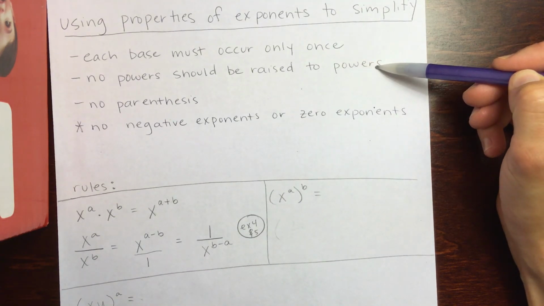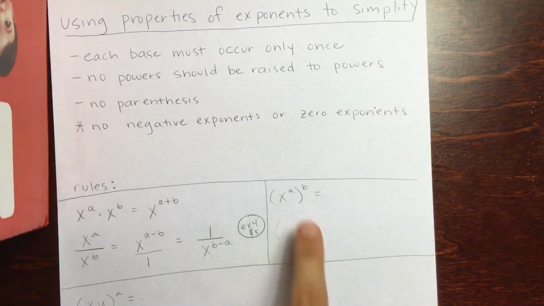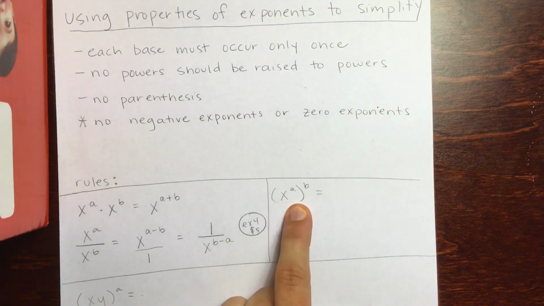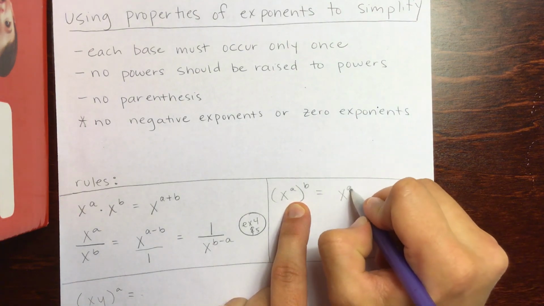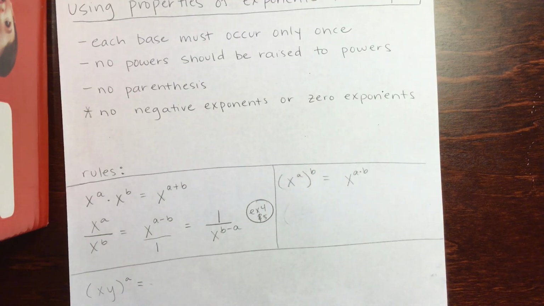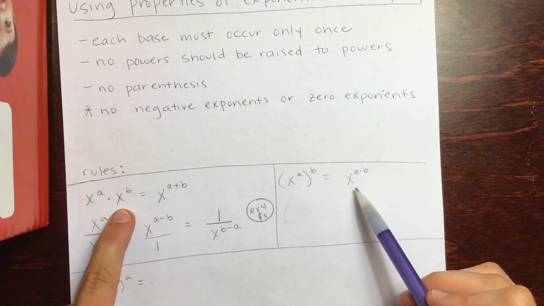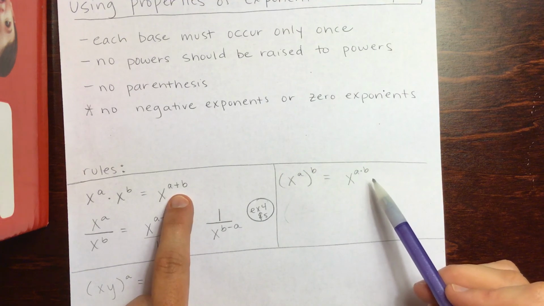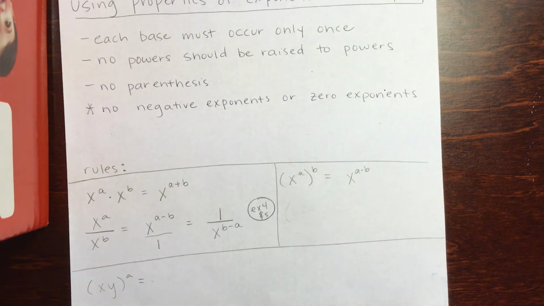No powers should be raised to powers. So how do you get rid of that? A double exponent here, that'd be something like this: x to the a power raised to the b power. You would multiply a times b. Simple enough. But these are really easy to get mixed up when you're adding and when you're multiplying, so you've got to have this down pat. If you practice it a lot, then it makes it a little bit easier to be muscle memory.